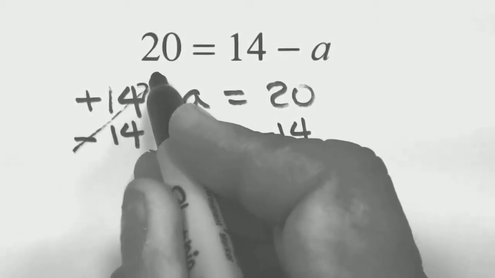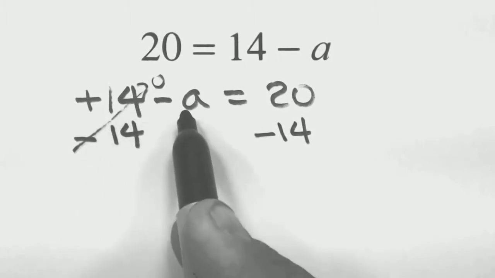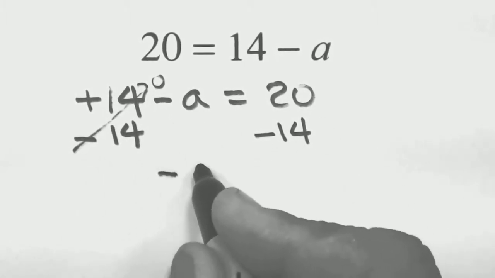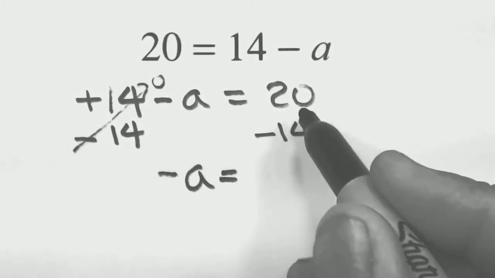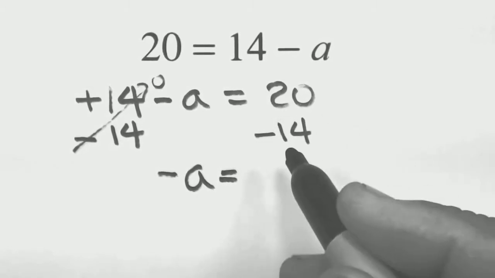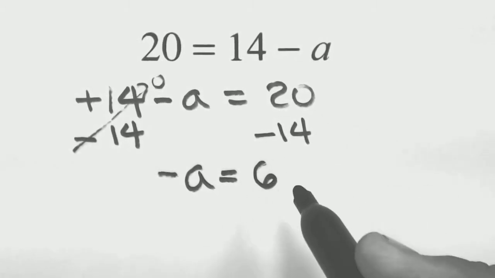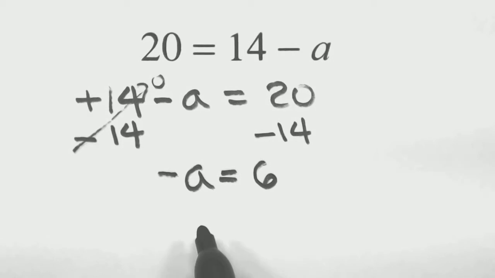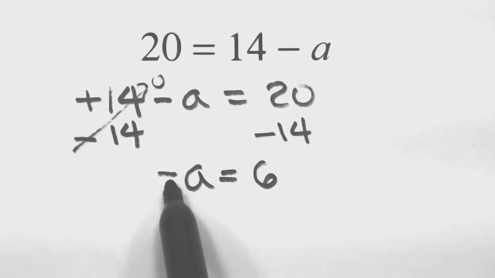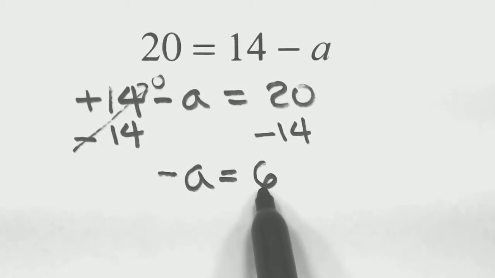Now, these two guys zero out. We got 0 minus a, which is just minus a equals, and over here, 20 minus 14 gives me 6. Now, here's one more little problem we're going to run into. This minus in front of my variable a means that what I'm doing is saying what the opposite value of a is. Remember, a minus sign means take the opposite of. So the opposite of a equals plus 6.